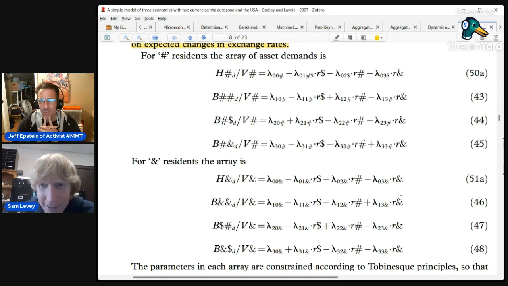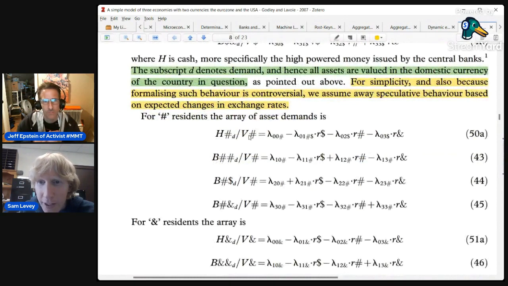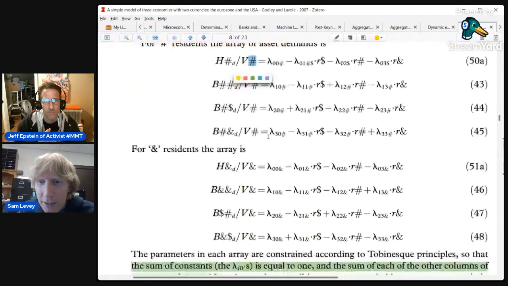to 48. Oh, okay. So all I'm trying to say is we have three sets of four, and they're gonna correspond. There's one set for each country, right? The first four are for the dollar country. The second four are for the hashtag country, and the third four are for the ampersand country. Okay. And so there's a lot of numbers here.